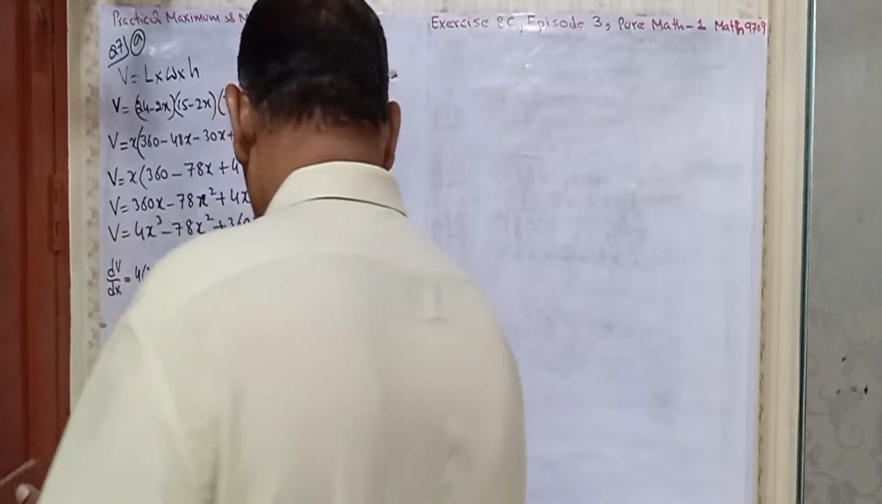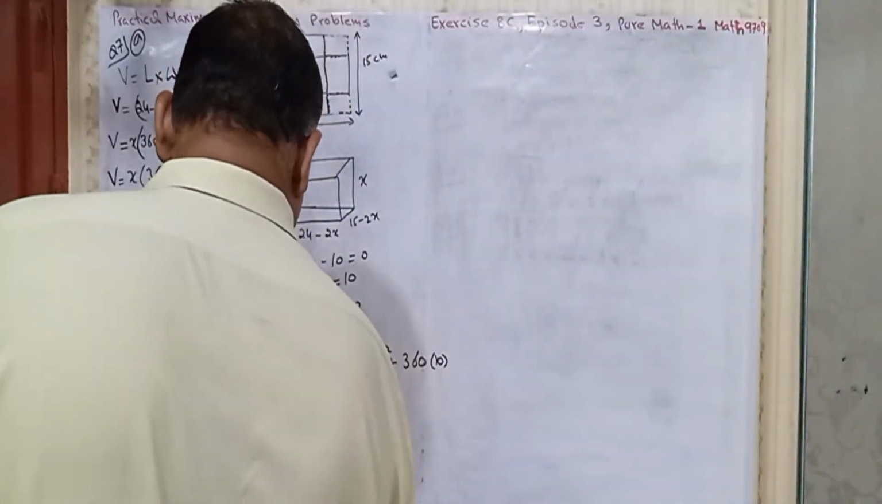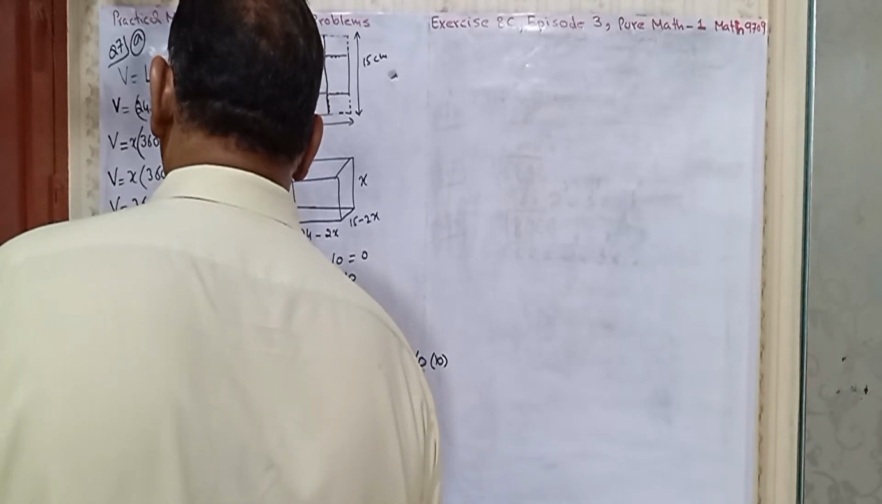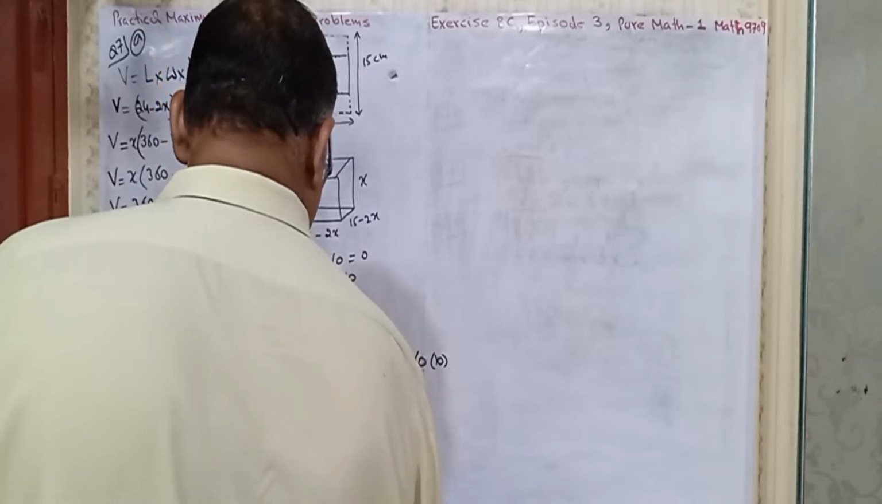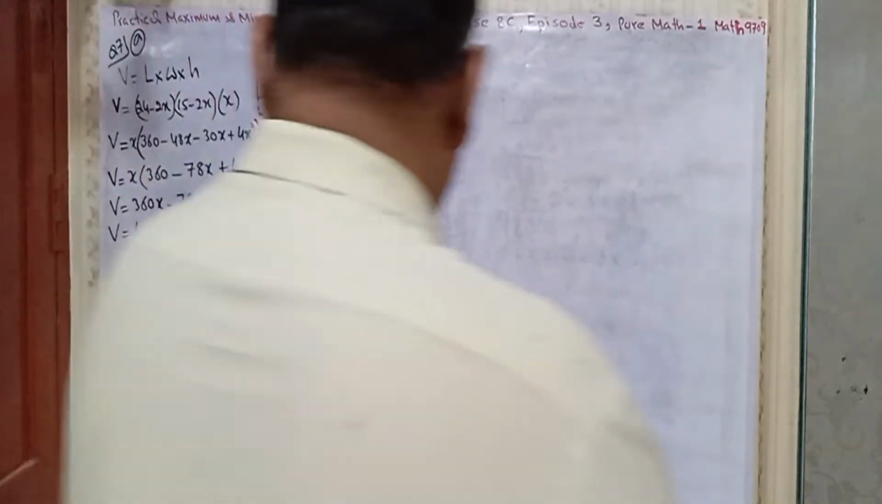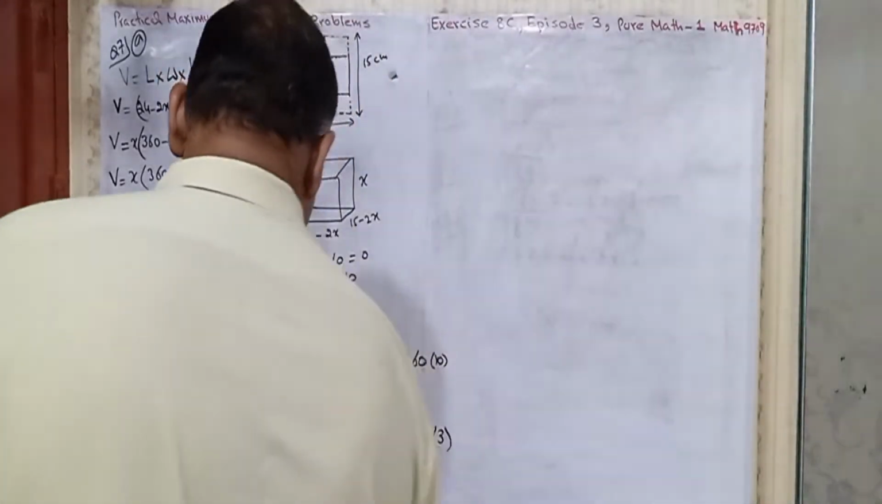I have to check it. This is doubtful. Now the other value, I will check that. 4 into 3 cubed minus 78 into 3 squared plus 360 into 3. I have to check the previous number again, but let me do the second one: 4 multiplied by 3 cubed minus 78 multiplied by 3 squared plus 360 multiplied by 3. So now I get 486, which looks good.